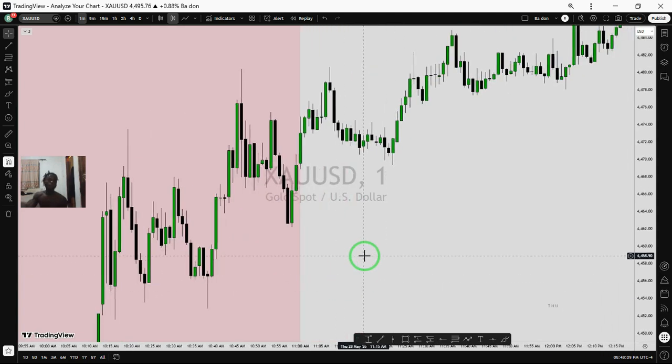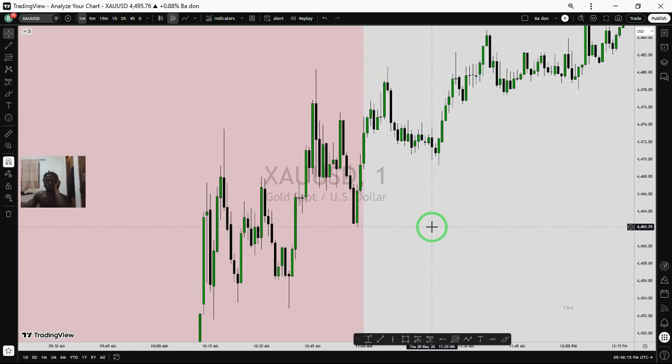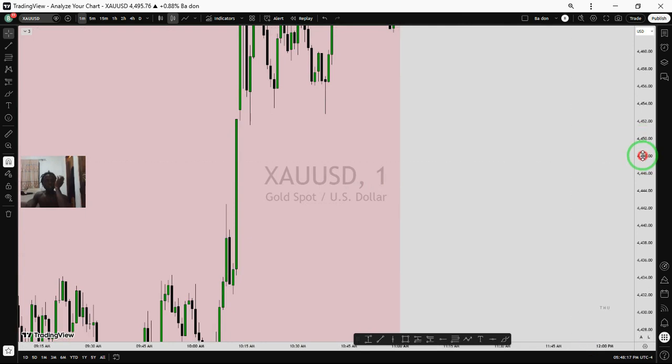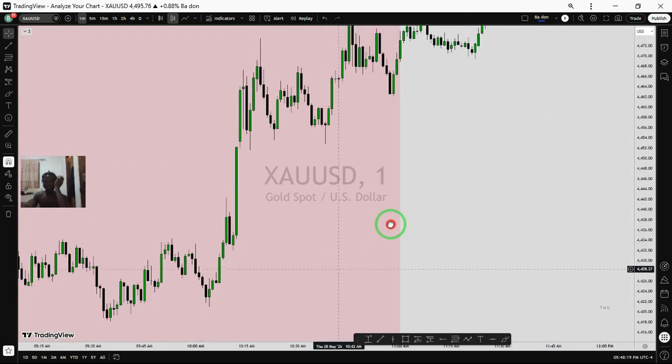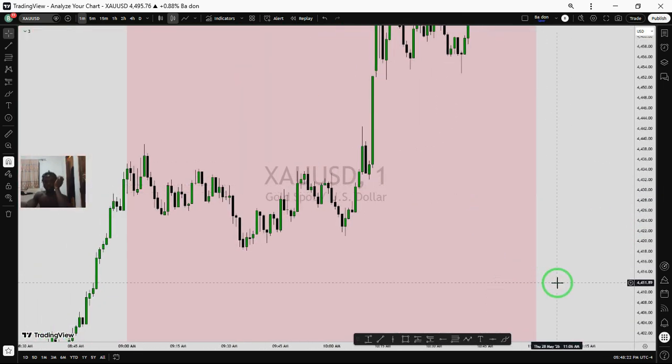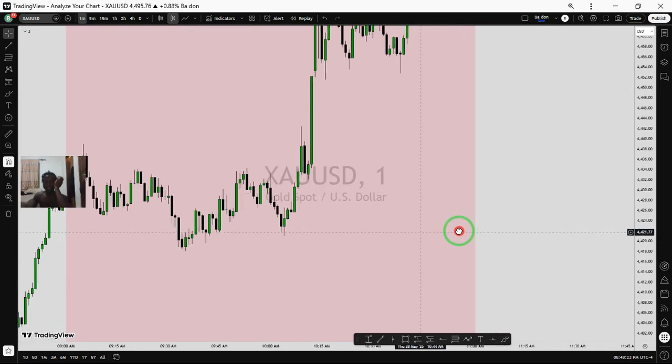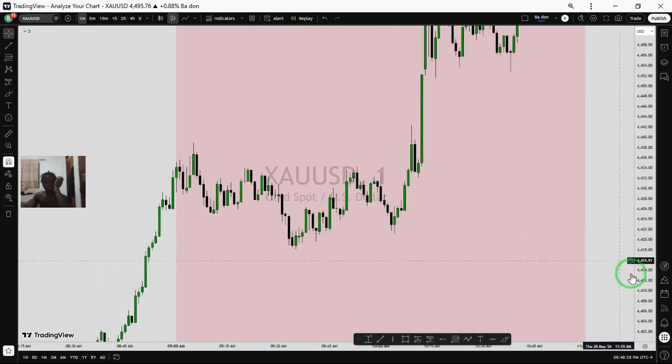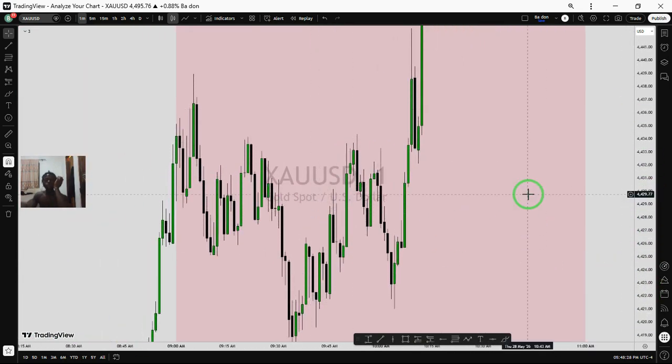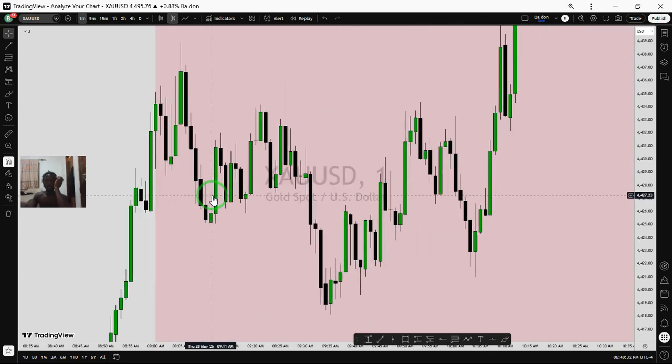We are going to be focusing only on the 1 minute time frame. We don't need any other time frame for this strategy. So on the 1 minute time frame, let's start with this bearish move right here. We want to be on a bearish trend.